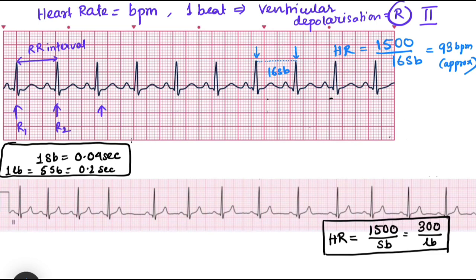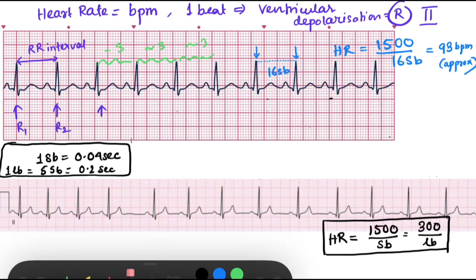Now this is valid when we have a regular rate. Like over here, if you see, all the R waves are coming after almost around 3 large boxes, almost around 3 large boxes, almost around 3 large boxes. But if there is an arrhythmia, what will be the case?